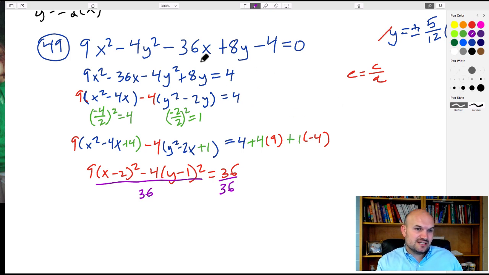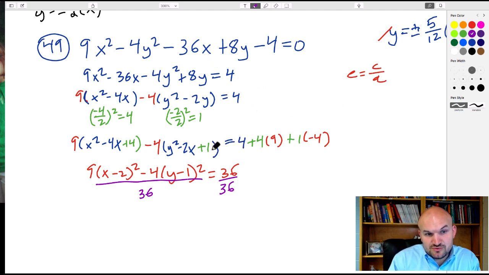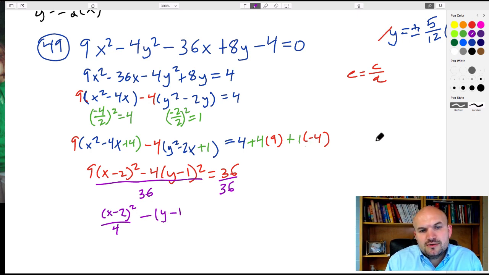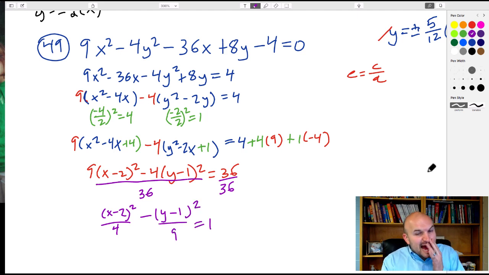And when I divide by 36, I get 9 over 36, which is 1/4. So I have (x minus 2) squared over 4. And then 4 divided by 36 is 1/9. So therefore, that's minus (y minus 1) squared over 9 equals 1. And now you can see, ladies and gentlemen, that we have this in standard form.